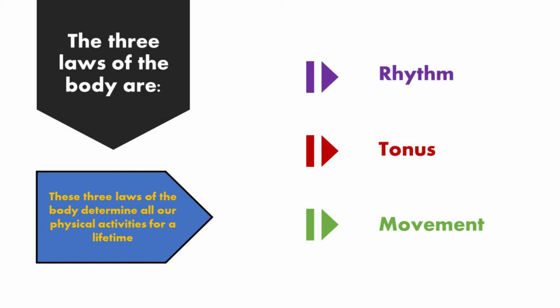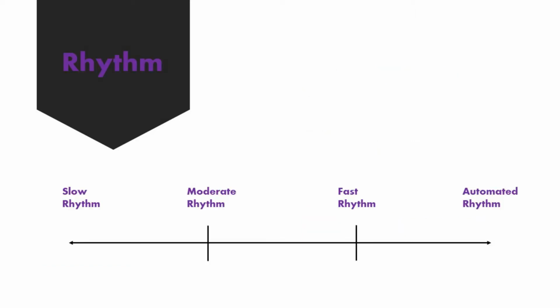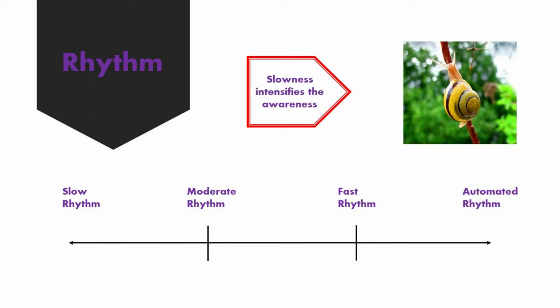Let me explain a little more about each of these 3 laws. Let's start with rhythm. Our rhythms vary from slow to moderate, fast to automated. Everything we do with our physical body has a rhythm to it. Pay attention what rhythms you have when you masturbate or when you're in bed having sex with your partner. And let me tell you, there's something to be said about slowing it down because, and this is important to remember, slowness intensifies the awareness. You will be able to feel more, just like you will be able to taste your food better when you slow down when you're eating it.